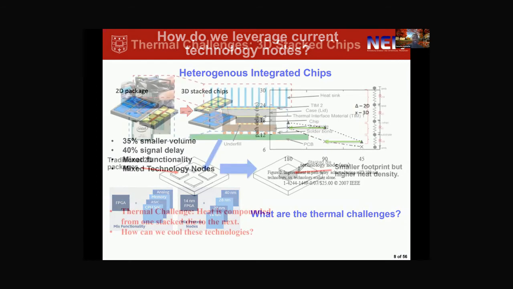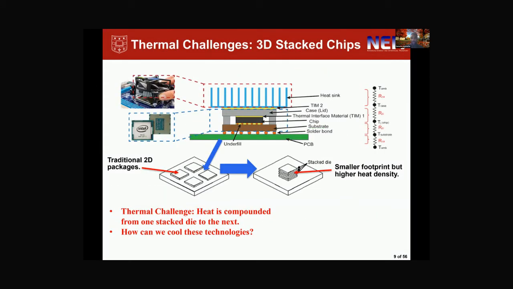So if we look at a traditional 2D package, we have our TIM1, we have our TIM2, we have our typical package, and we have a heat sink on top. When we look at these 3D stack chips, they offer a smaller footprint, but they also have higher heat density. The higher heat density comes from heat being compounded from one stacked die to the next. And so then the question is, how can we cool these technologies?